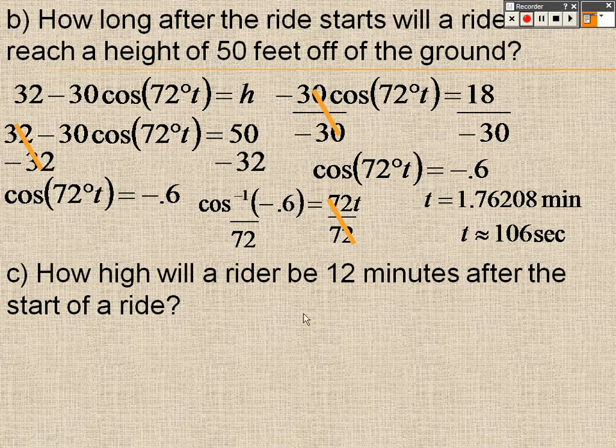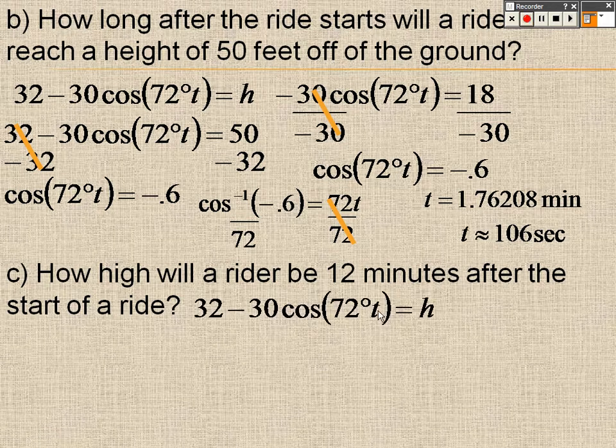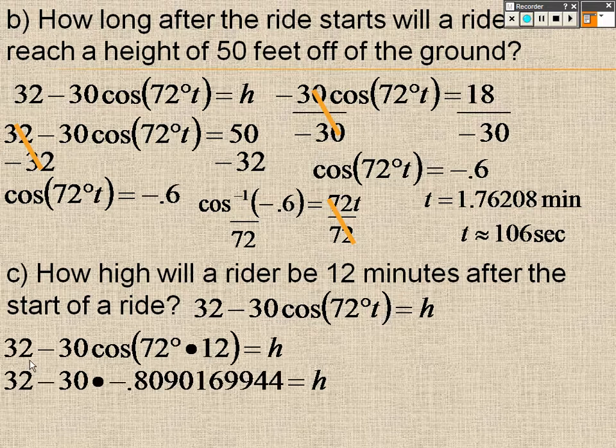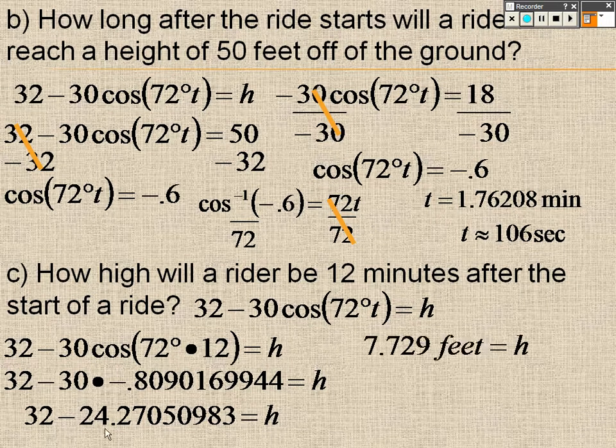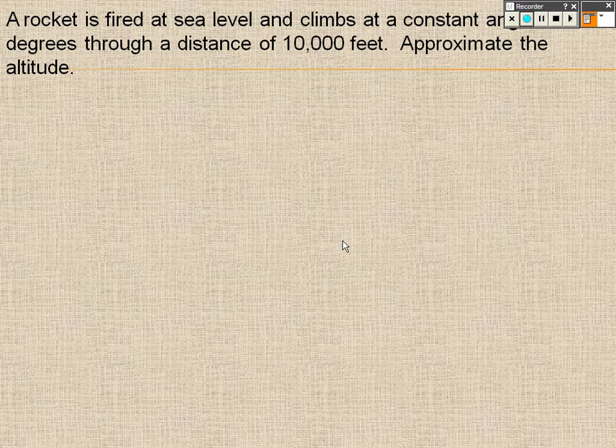How high will the rider be 12 minutes after the start? Well, 12 minutes. Put 12 in there, and that ends up becoming negative 0.8090, all that. So negative 30 times that, and we get 24.27. So 32 minus 24.27. So it's about 7.729 feet off the ground. So we use that formula we found to figure out all the answers.